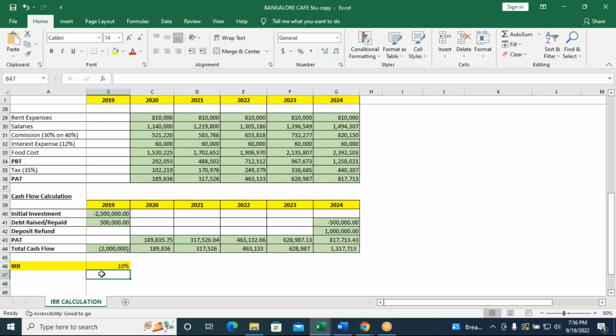Initially he planned in the year 2019 that he wanted to start up with the business, and the investment he is planning will be 25 lakh. On that he is planning to take a debt of 5 lakh rupees. So this is the initial, starting year, but the calculations will be done later.